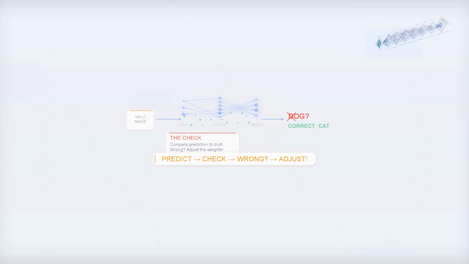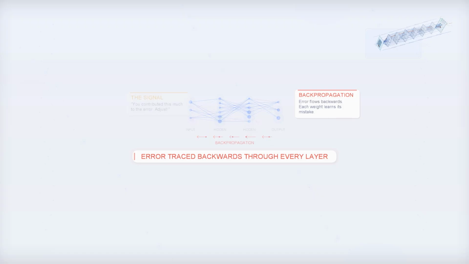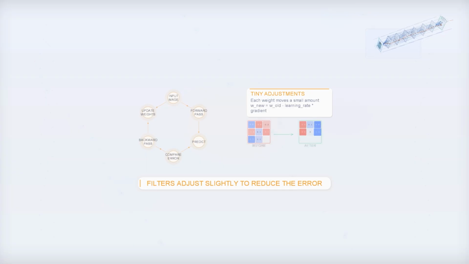When it's wrong, something remarkable happens. The error is traced backwards through every single layer. This process is called backpropagation, the learning engine. Each weight gets a tiny nudge in the right direction. The filters adjust slightly to reduce the mistake. Show another image, predict, check, adjust, repeat.